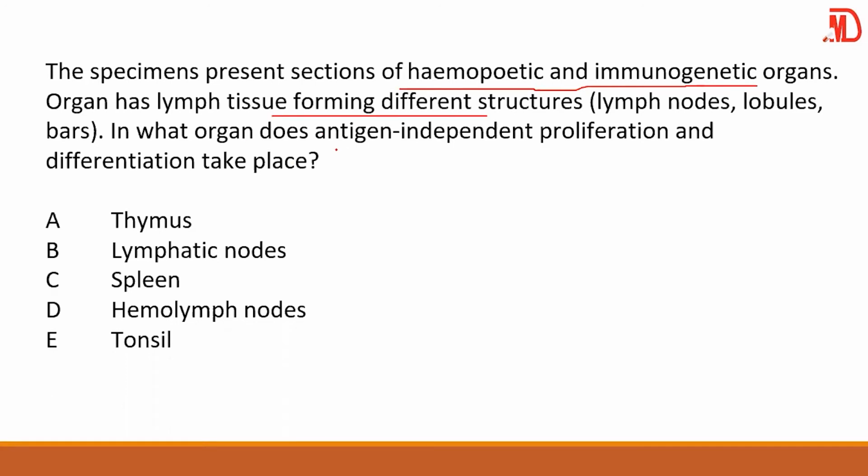In what organ does antigen independent proliferation and differentiation take place? And your answer is what? Of course, the thymus. So here we're thinking of A, the thymus. And again, why? Because we are thinking of immunity. And don't forget, lymphocytes are also blood cells. So your answer is A.